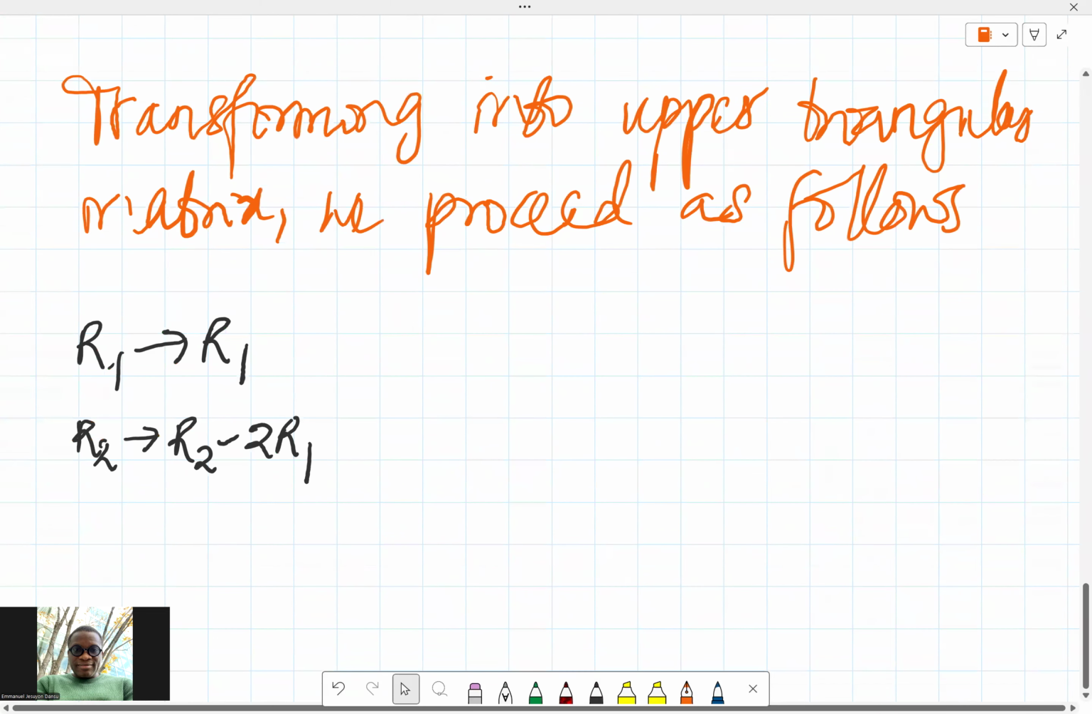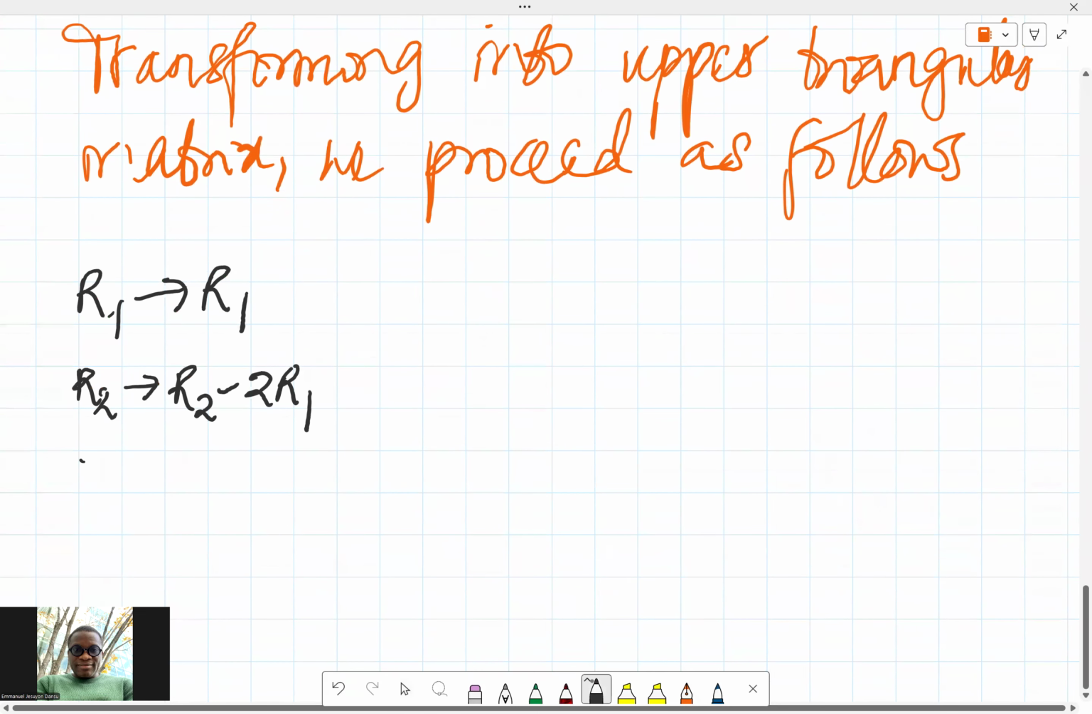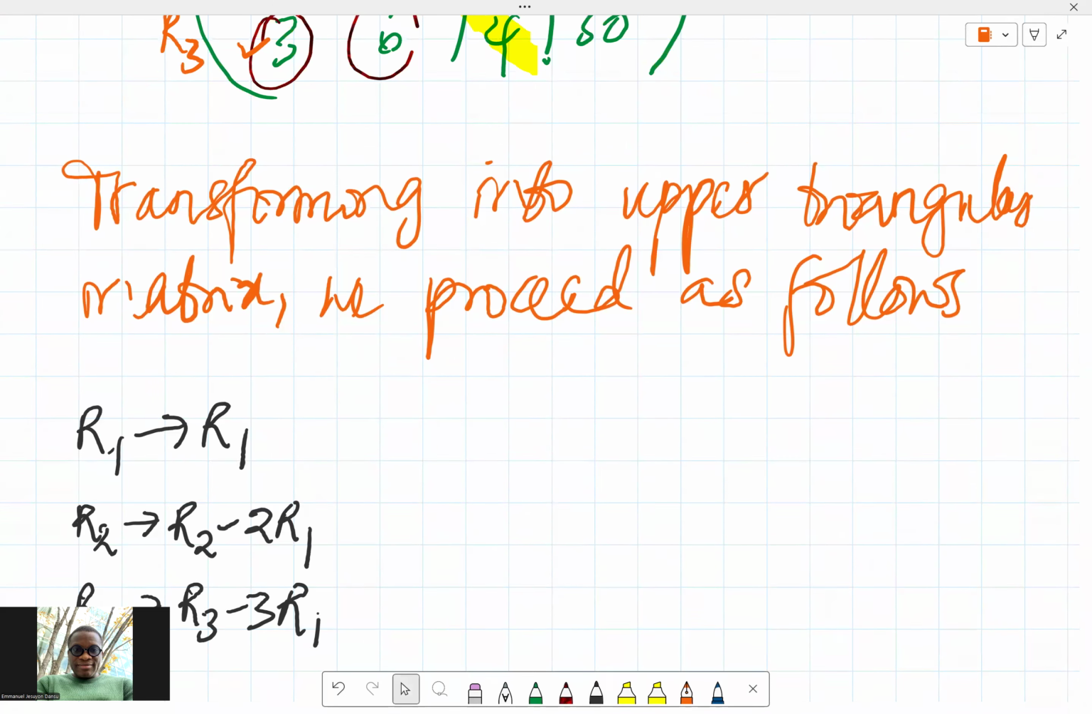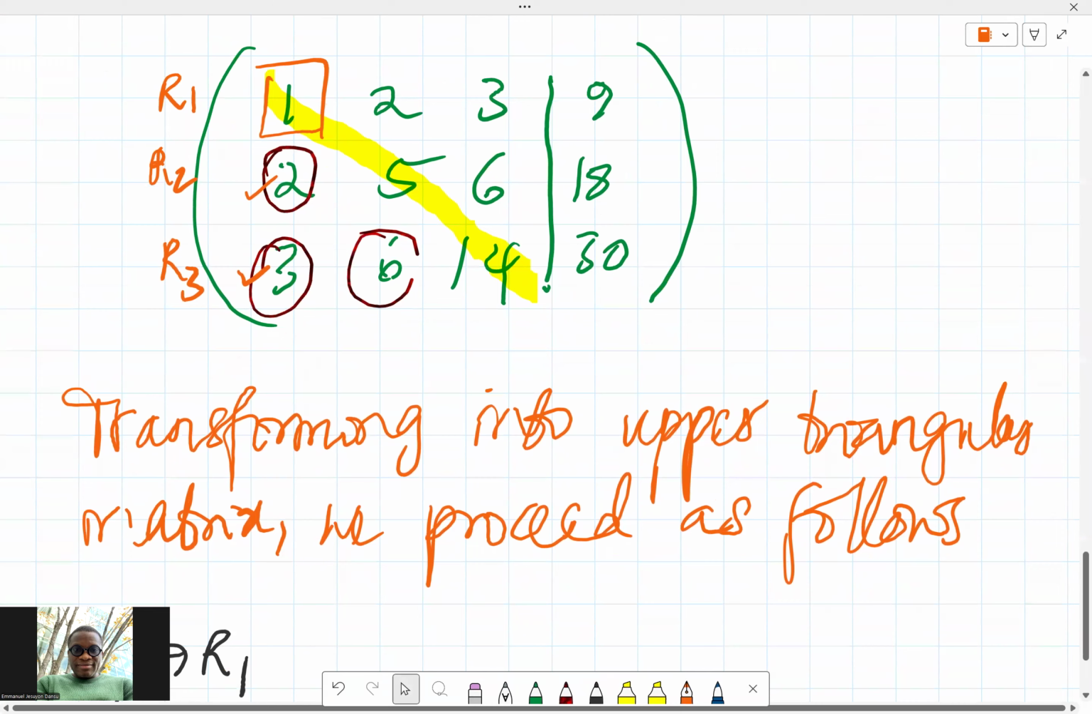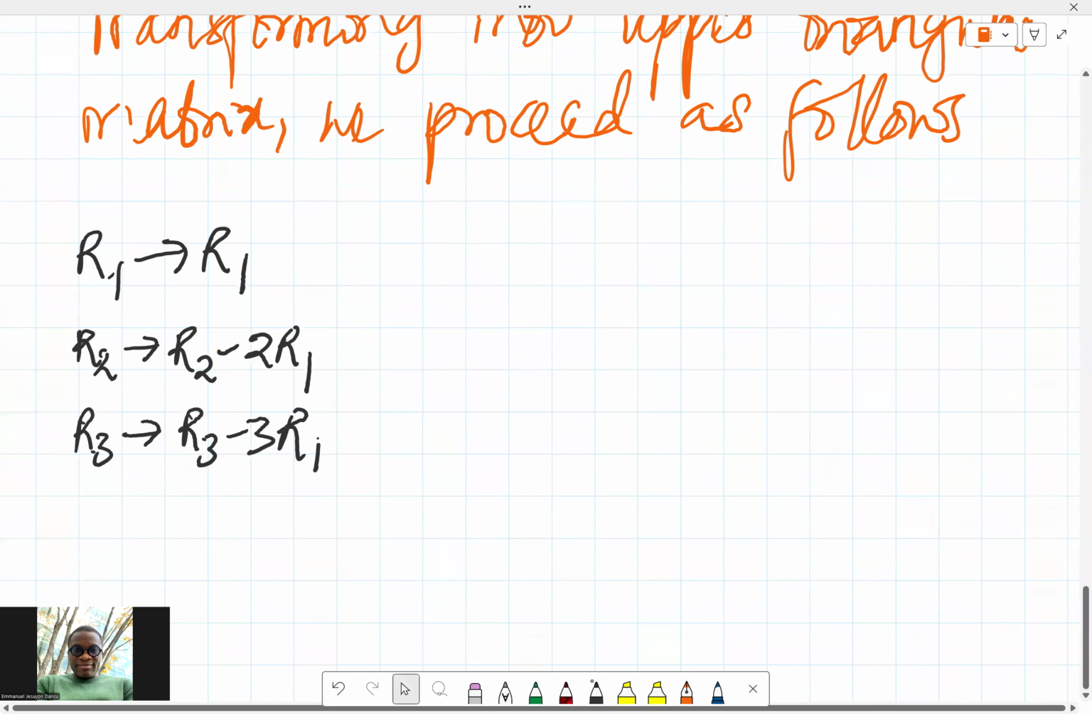For row three, it's the same idea. The new row three is going to be the old row three minus 3 times the old row one, so that we have 3 minus 3 times 1, that's 0. So let's go for that now and see what we get.